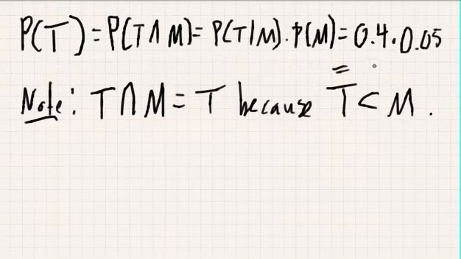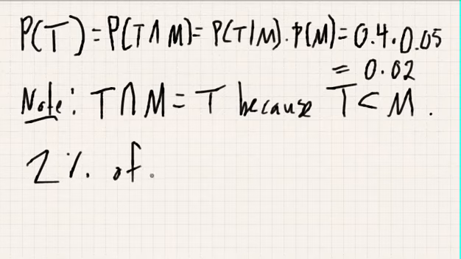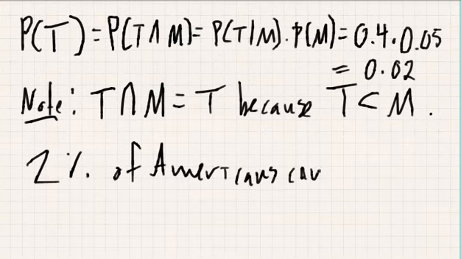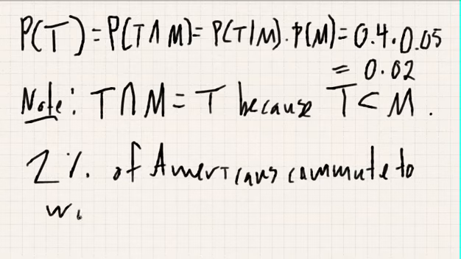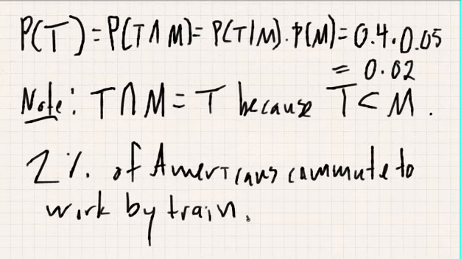So this works out to 0.02. What this means is that 2% of Americans commute to work primarily by train. And presumably you are in that 2%. I am. I take the train to work.